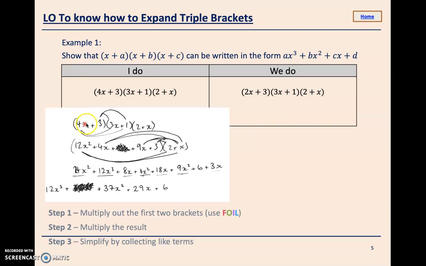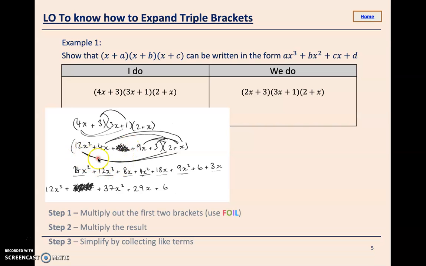As you can see at the bottom, the 4x must times by everything in the second bracket, and the 3 must times by everything in the second bracket. So you grind it out: 4x times by 3x gives us 12x squared. 4x times by 1 gives us 4x. 3x times by 3 gives us the 9x here. And positive 3 times by positive 1 just gives us 3. Now we could tidy this up and collect our 4x and our 9x because they're like terms, but I haven't done that here. I've just left it exactly how it is and then multiplied out.